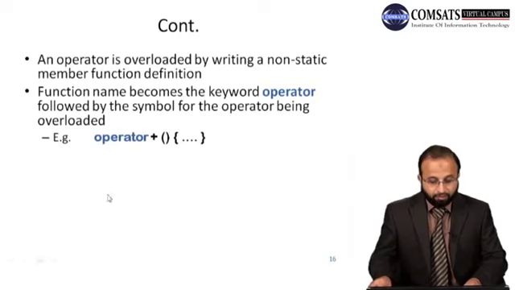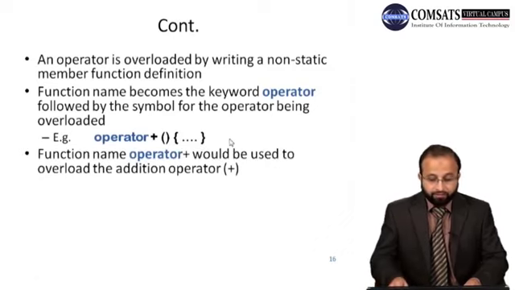For example, operator is the keyword, then the operator, for example the plus operator, that we want to overload, and this is the function parenthesis. If we want to pass some argument to that function, we can. We will see how. And this is the function opening bracket and closing bracket containing some statements, right? So the function name operator plus would be used to overload the addition operator plus.